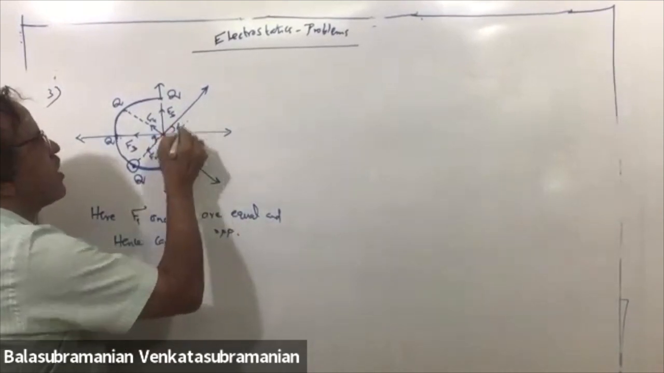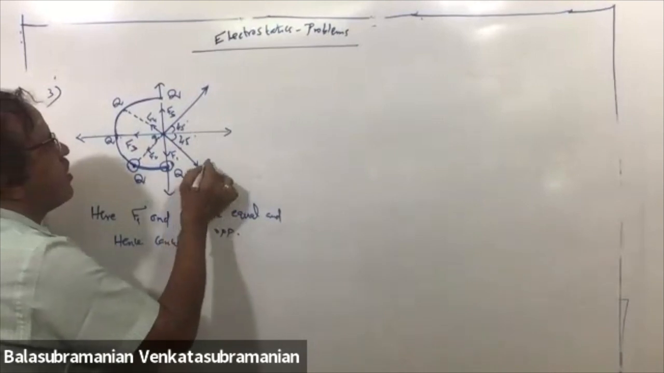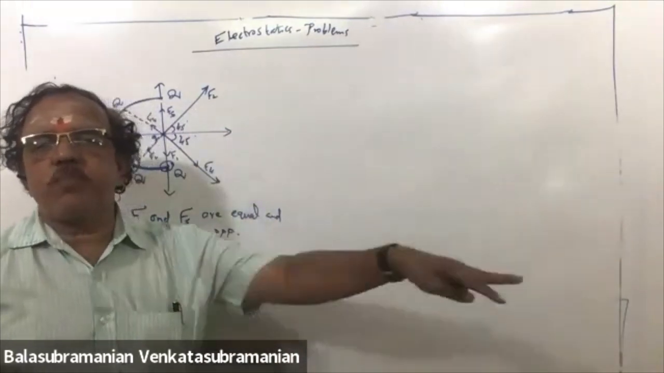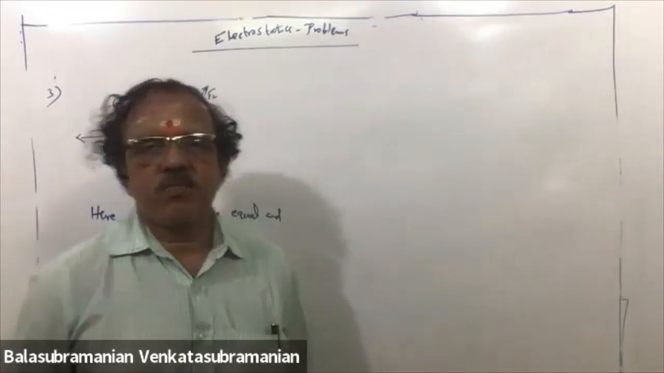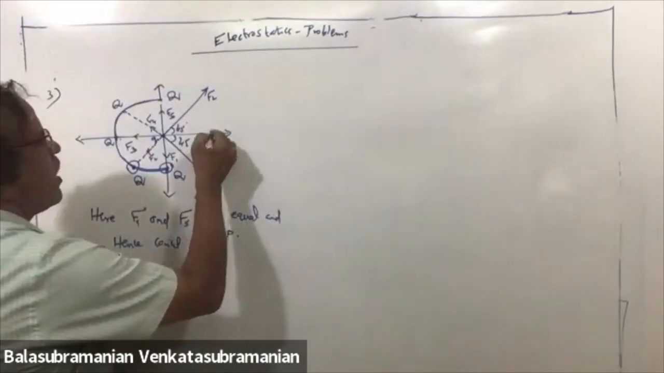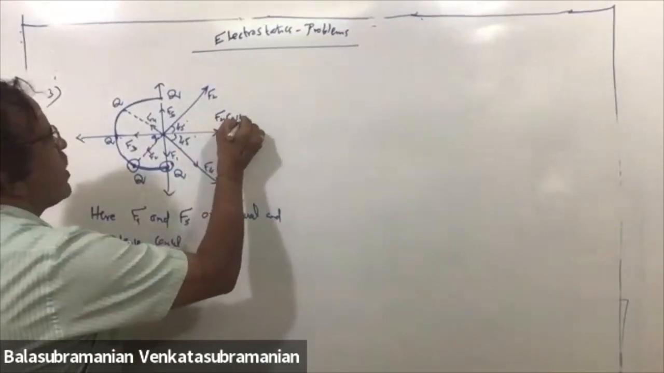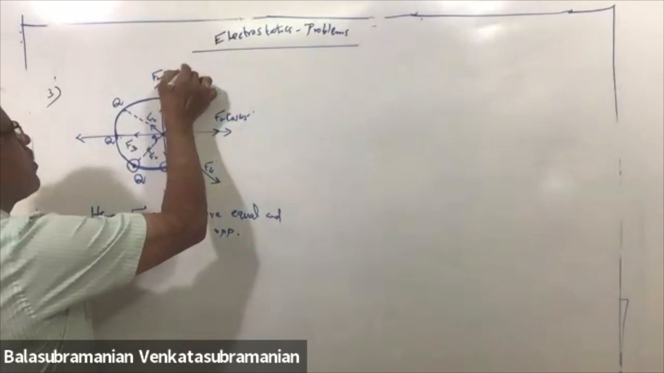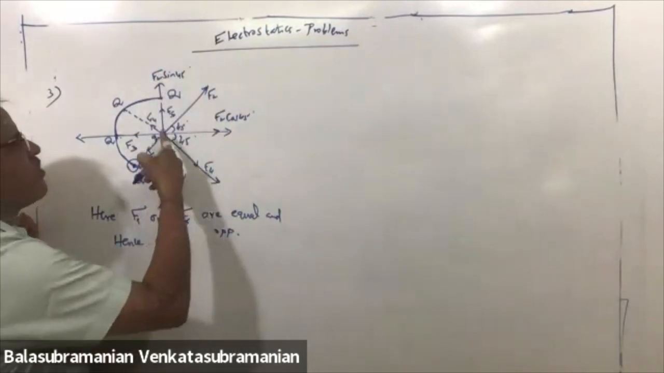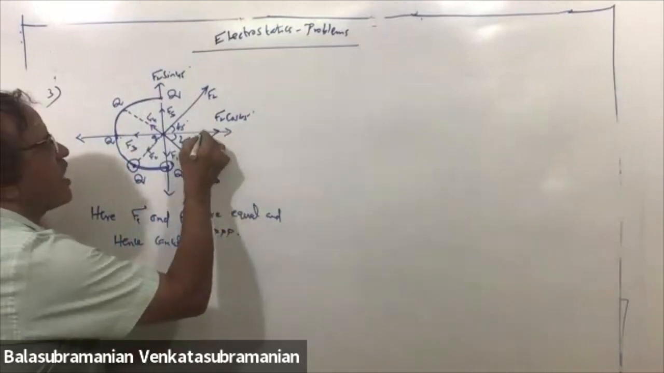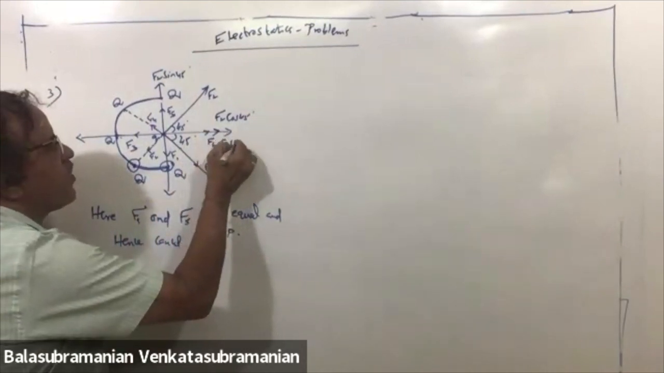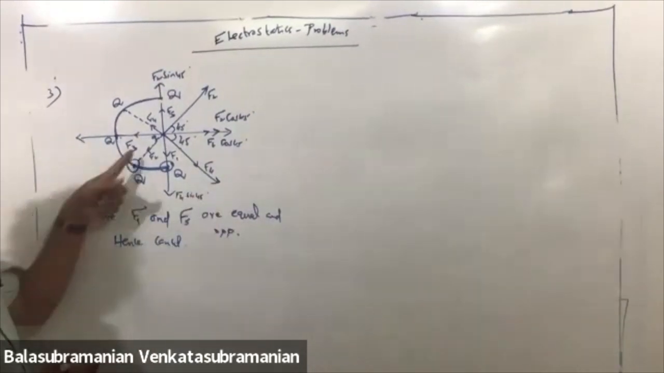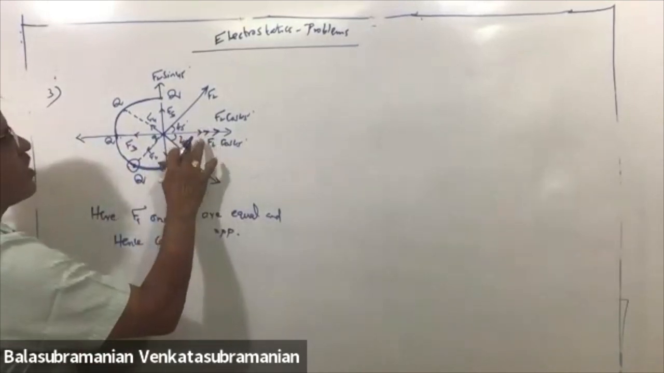This is 45 degree, this is 45. F4, F2. So you can resolve F2 and F4 into two components by resolution of a vector. So along the direction F2 cos 45, along this direction F2 sin 45. Similarly for F4, along the direction F4 cos 45, perpendicular direction F4 sin 45. F3, opposite also F3.